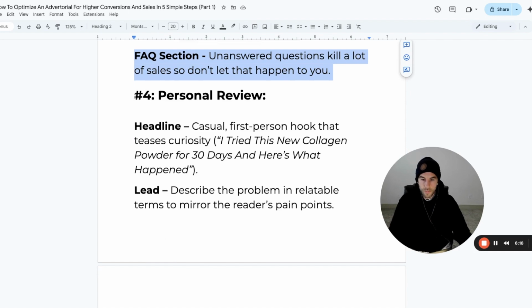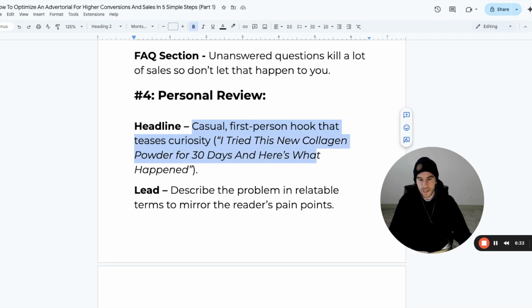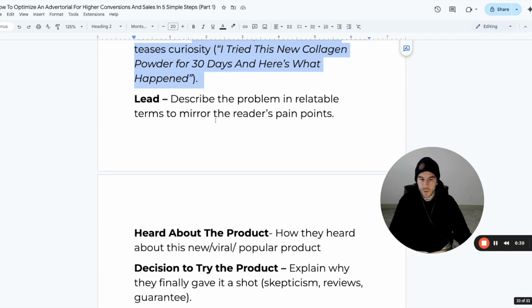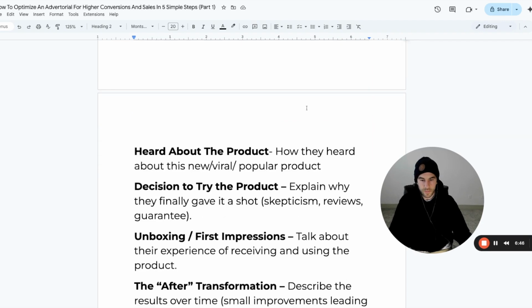Number 4 is going to be our personal review. This is not a personal story. This is more of a casual, first person look at a product, right? So like I said, the headline is a casual first person hook that teases the curiosity: I tried this new collagen powder for 30 days and here's what happened. It just sounds like reviewing one singular product. So the lead is really just going to describe a problem that they were dealing with in relatable terms to mirror the pain points of the audience that we're speaking to.